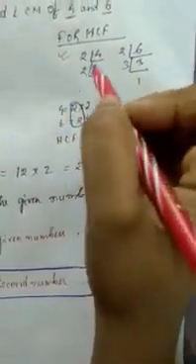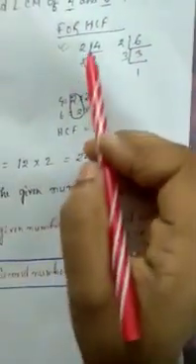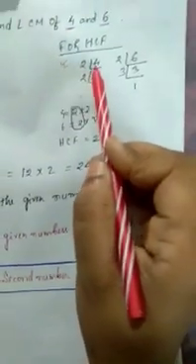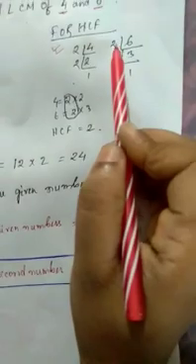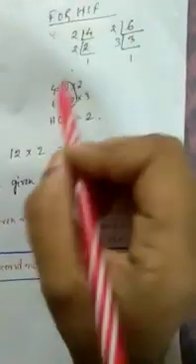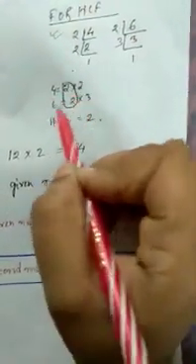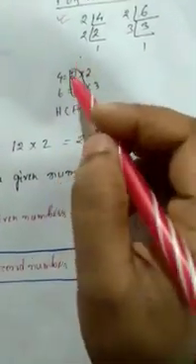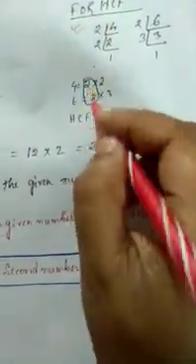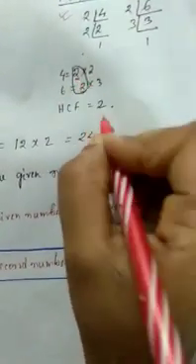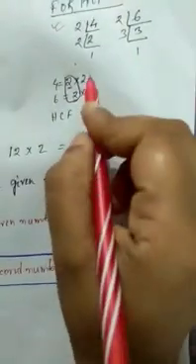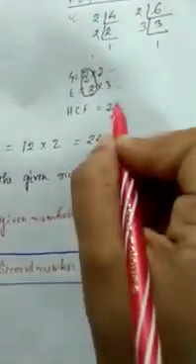And for HCF, I have shown here the prime factorization method, students. Children, you can look that 4 we can write as 2 into 2, and 6 we can write as 2 into 3. And HCF will be what? HCF is the common factor. Among these two, which is common? 2 is common here and here. So one single 2 we write, and no other common numbers are there. So HCF will be 2 and LCM will be 12.